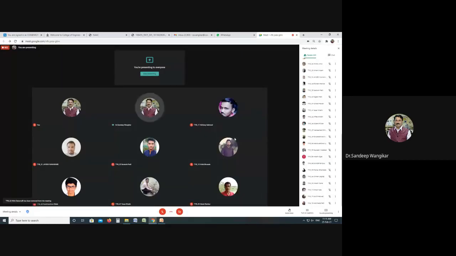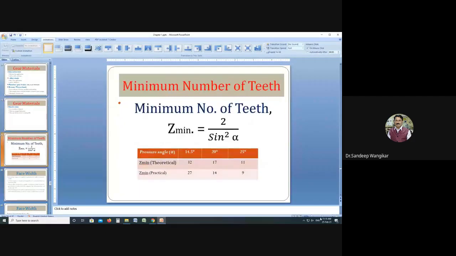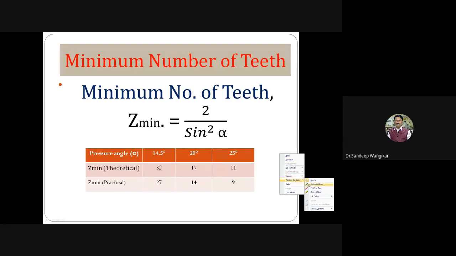Okay, so we are discussing the minimum number of teeth concept. These are the theoretical things which are required, and the minimum number of teeth given by the formula is different, and by practical means, by slight modification in the profile, it is something different. So these 27, 14, and 9 are the minimum numbers of teeth required after modification. For 20 degree, you keep in mind this is very important, the most usual system, 17 and 14 are the minimum numbers of teeth required on the gear tooth.